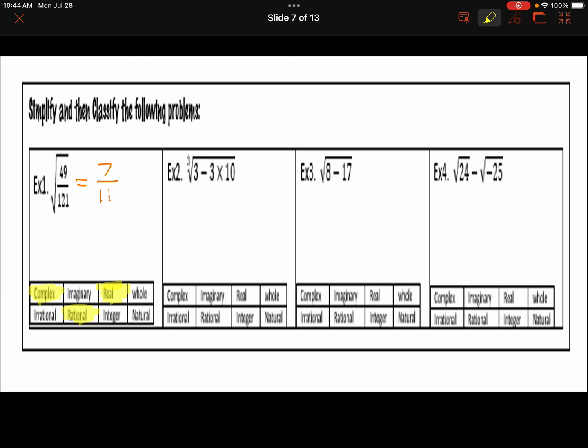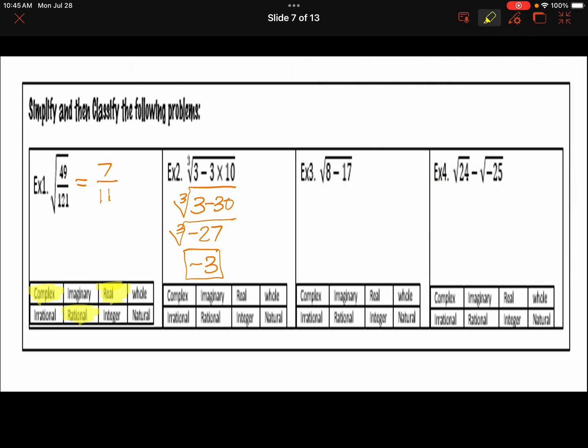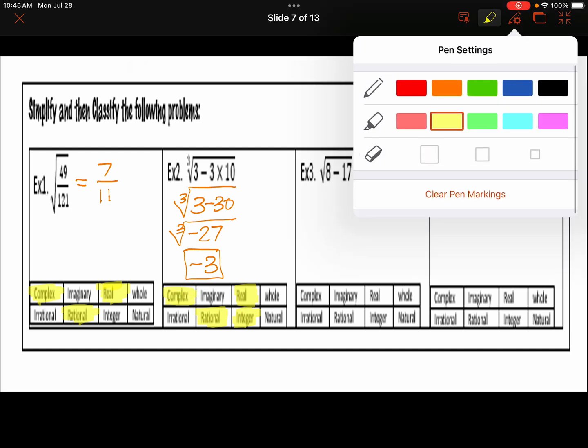All right, let's try the next one. I want to find the cube root of negative 27. And the cube root of negative 27 is -3. Okay, so now I'm ready to classify. Smallest group that -3 goes in is integer. All integers are rational. All rational numbers are real. All real numbers are complex. All right, let's try the next one.